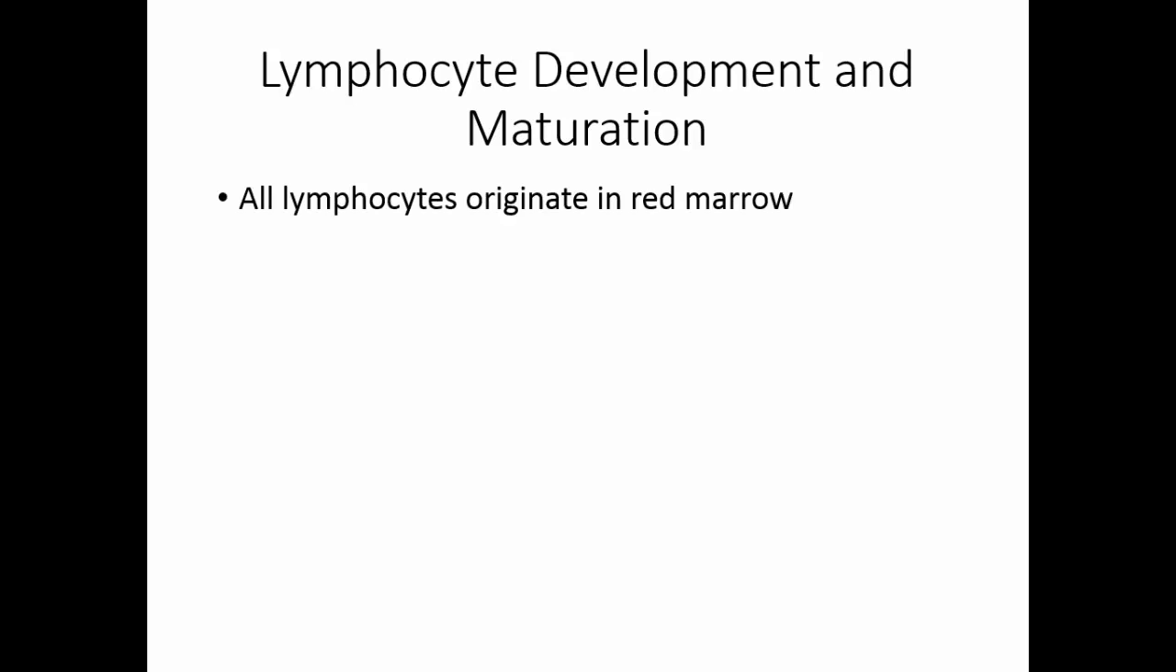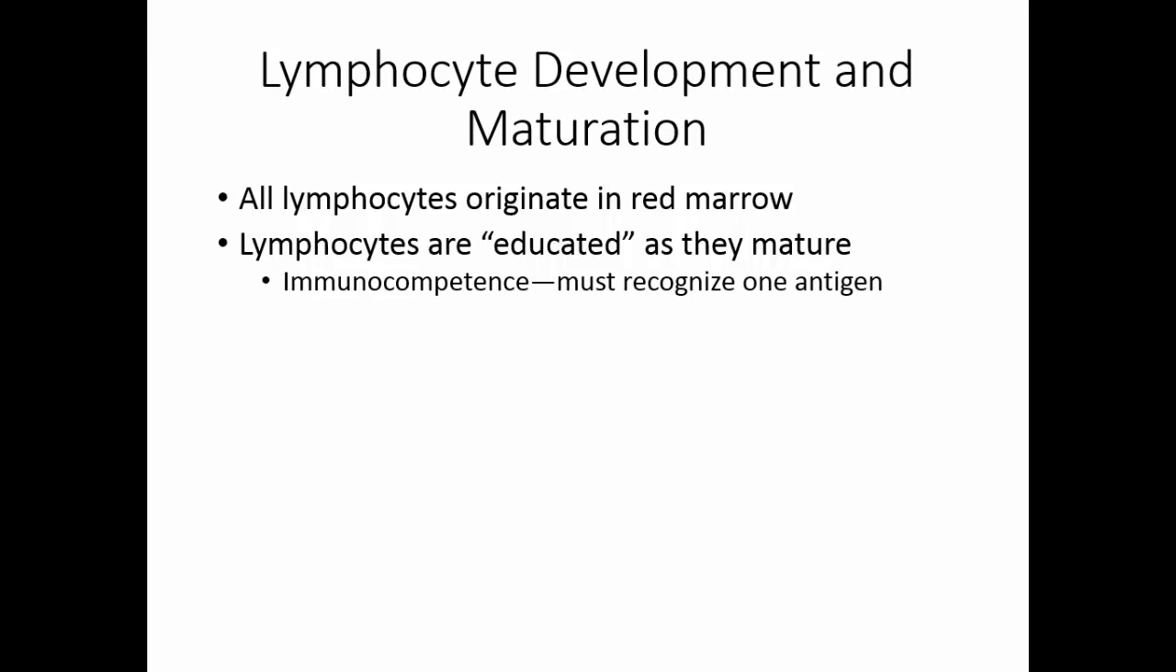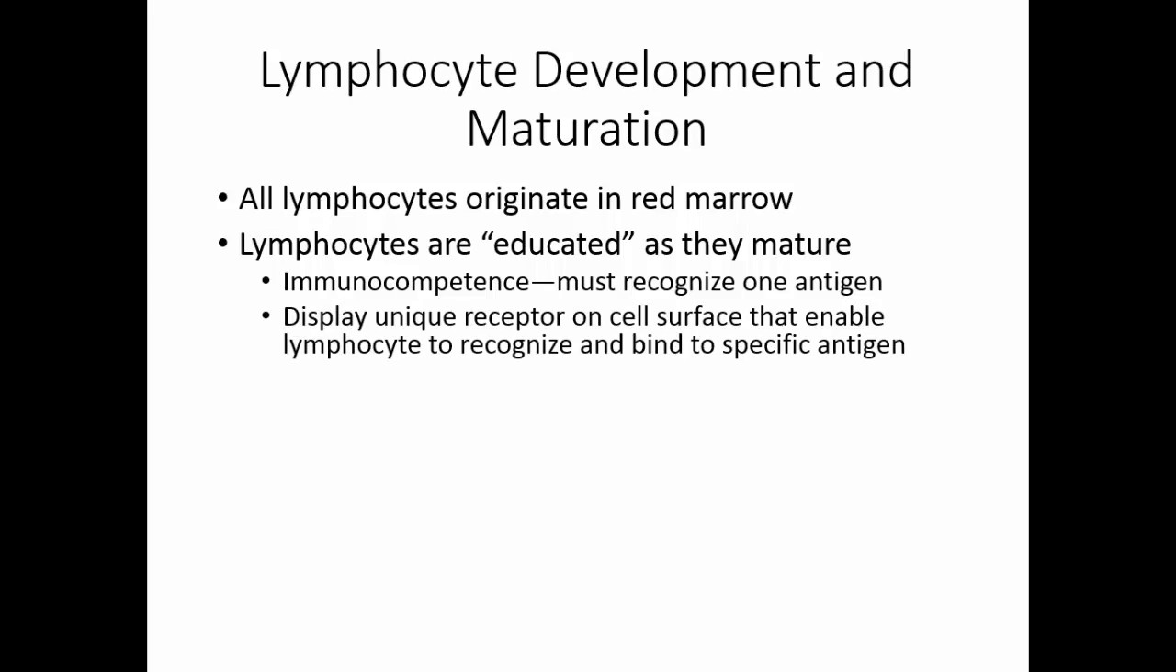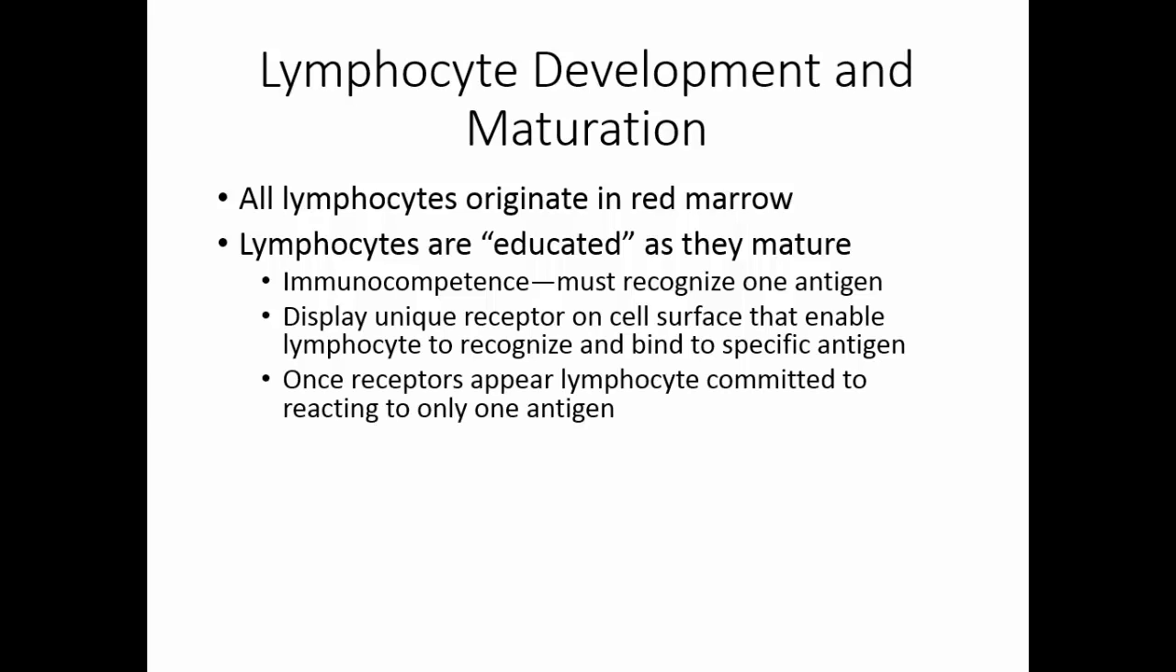All lymphocytes originate in the red marrow, but the lymphocytes are educated as they mature. They have to develop immunocompetence. They must recognize only one antigen. It's the antigen they will respond to. Once they have been educated and have immunocompetence, they will display a unique receptor on their cell surface that enables them to recognize their specific antigen. Once the receptor appears, the lymphocyte is now committed to reacting to only one antigen.